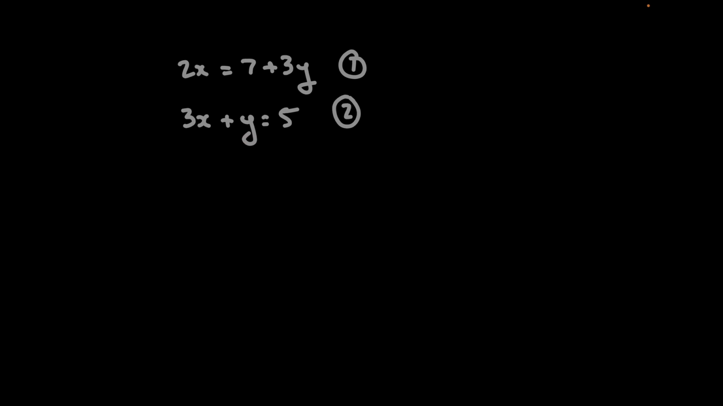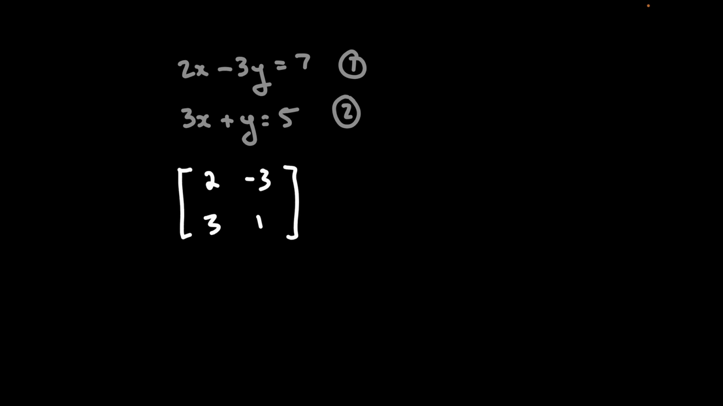So all I'm going to do to equation number 1 is just rearrange it. So I'm going to say it's going to be the same as, in this case, 2x minus 3y, and that is going to be equal to 7. Okay, so now that we have it like this, we can now create our matrix equation. So 2, -3, 3, and 1 times xy is equal to 7 and 5.